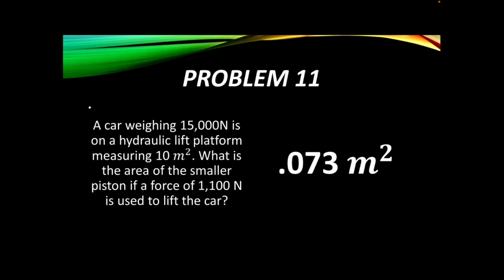Okay, problem 11 says a car weighing 15,000 newtons is on a hydraulic lift platform measuring 10 meters squared. What is the area of the smaller piston if a force of 1100 newtons is used to lift the car? So the answer is actually going to be 0.73, not 0.073 meters squared. So make sure you know that, and I'll show you how we get that.